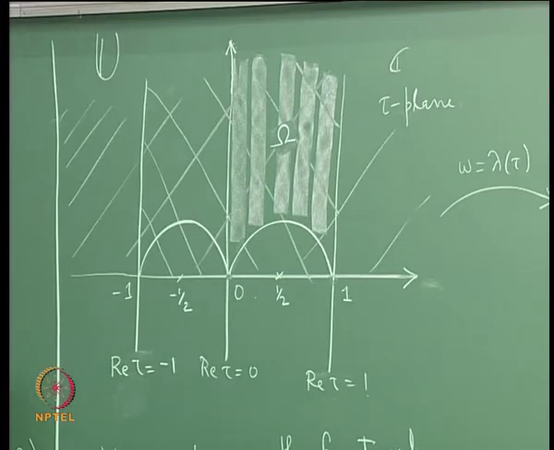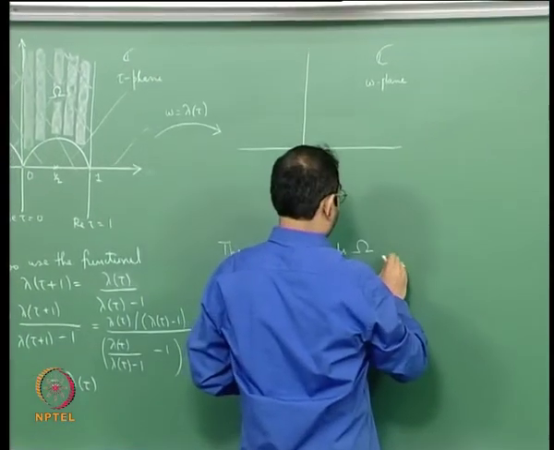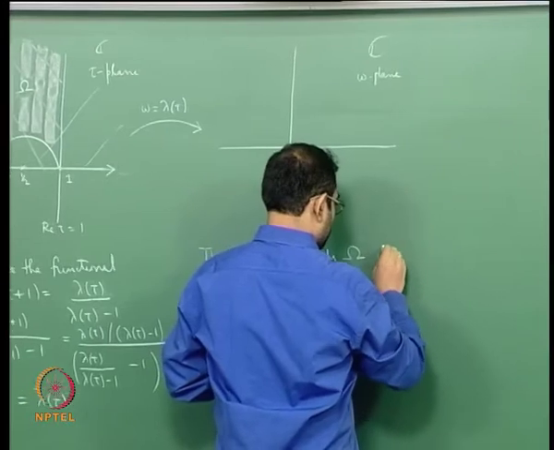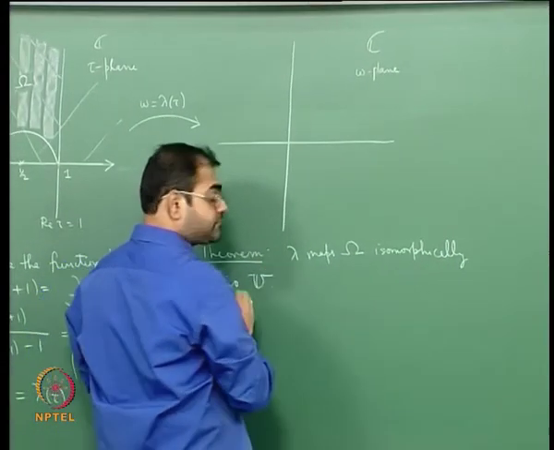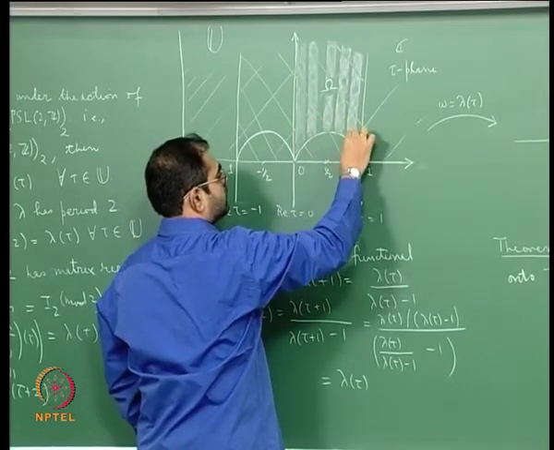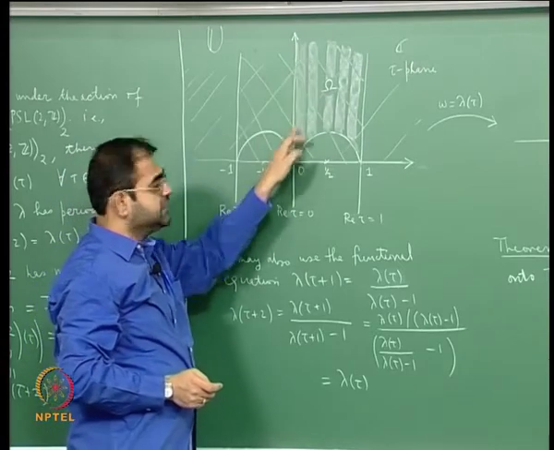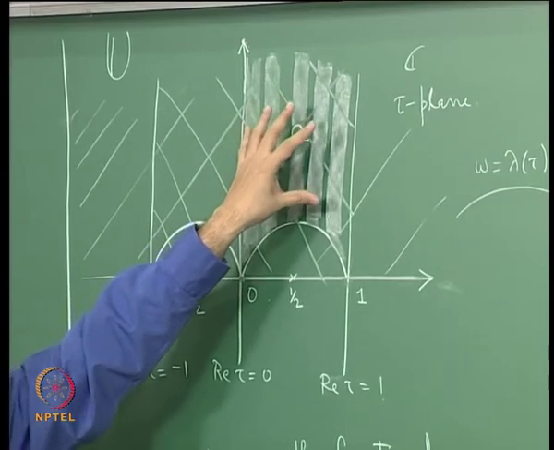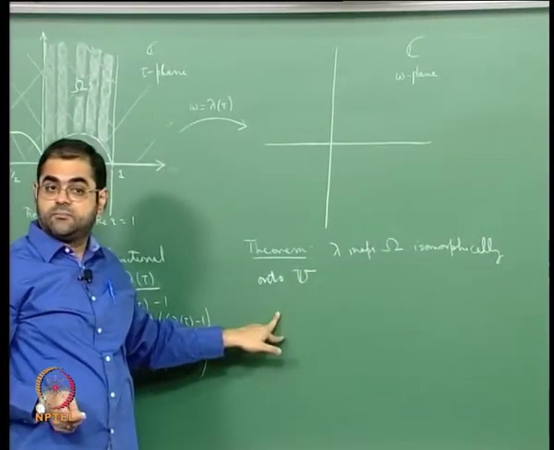Then the theorem is the following. The theorem is lambda maps omega injectively. In fact, let me say lambda maps omega isomorphically onto the upper half plane. So it's very beautiful. This region omega, by omega I mean only the interior of the region, don't include the bounding curves. So that interior is of course an open set, and the fact is that this open set is completely mapped isomorphically by lambda onto the upper half plane.